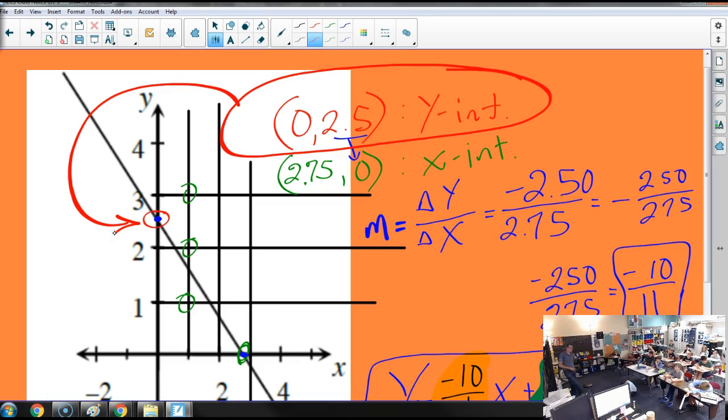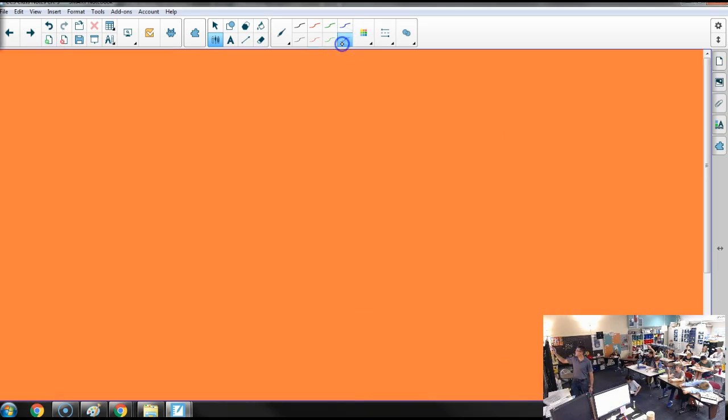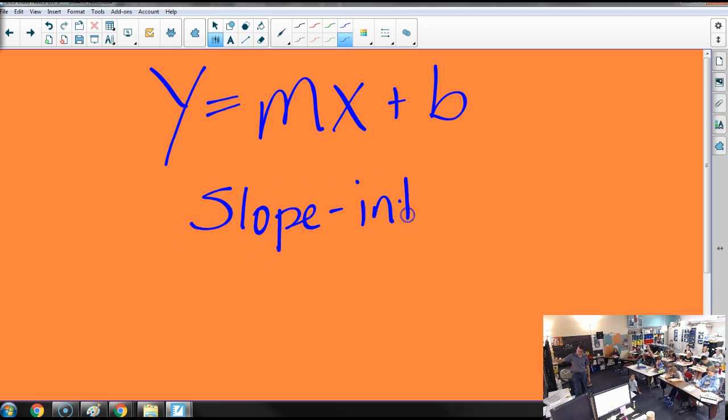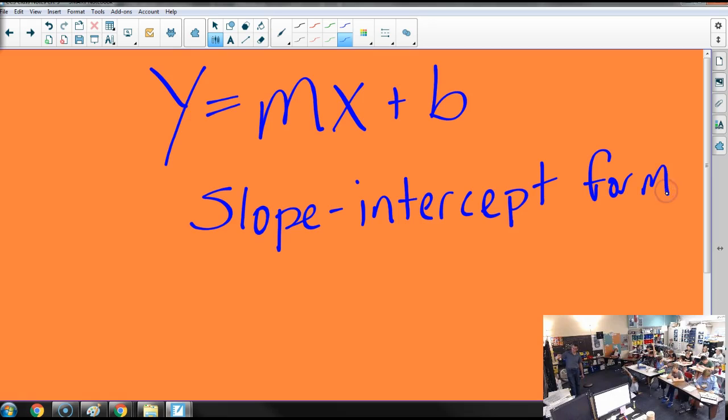2.5. So you need to remind yourself, y equals mx plus b is what we call the slope-intercept form, because m is the slope, b is the intercept. So you need to remind yourself that. Please write that down. That's slope-intercept form.